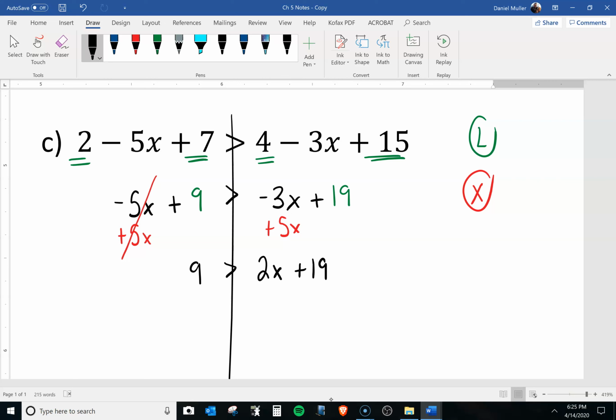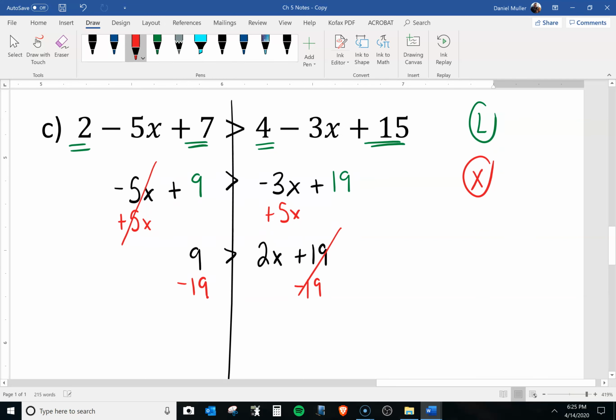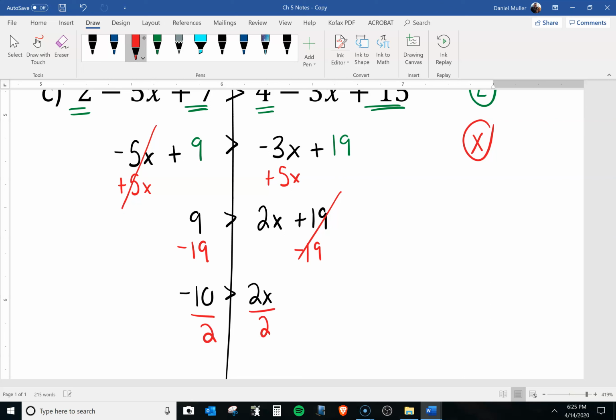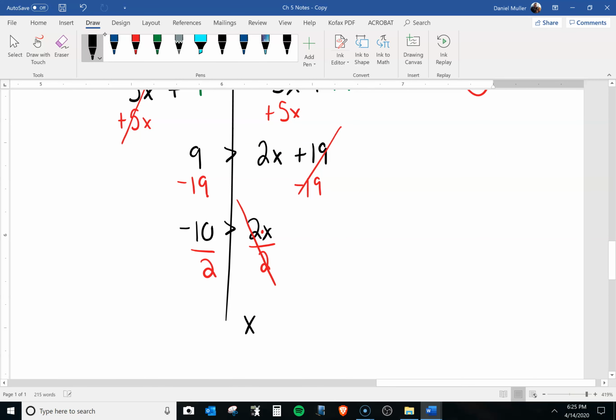Now that you've done the L and the X, the like terms, and getting the x's to one side, we can now do BEDMAS backwards. So we'll get rid of the plus 19 by minusing it. 9 minus 19 is going to be negative 10. And there's that symbol. And a 2x. And then we will divide by 2 and divide by 2 because that's being timesed. So now I can cancel those out. So I get x and that symbol and negative 5.